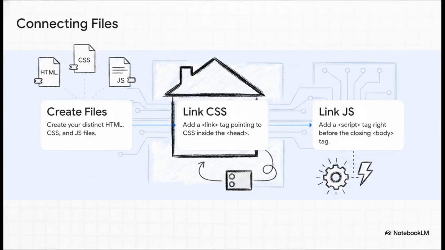So, how do we actually wire these completely separate pieces together to build our digital house? Honestly, it's remarkably straightforward. Step 1 is just creating your distinct HTML, CSS, and JavaScript files in the same directory. Step 2, to bring in your design, you just add a simple link tag pointing to your CSS file right inside the head section of your HTML document. And then, step 3, to add that functionality, you drop a script tag pointing to your JS file right before the closing body tag. And boom, just like that, you've perfectly connected structure, style, and logic.